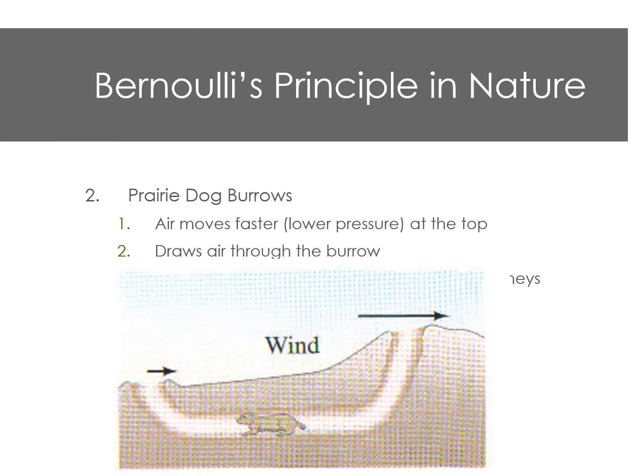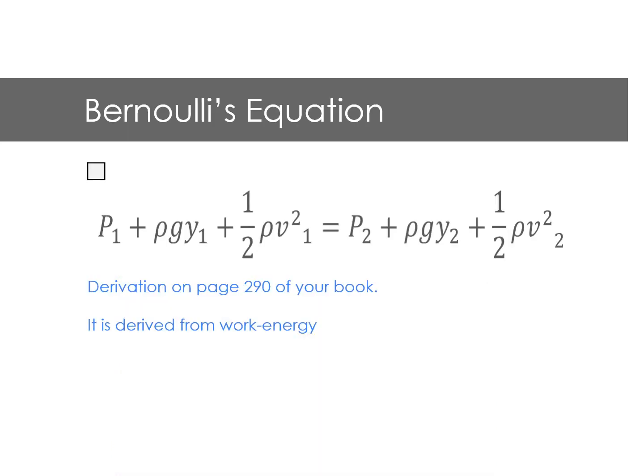Another example of Bernoulli's principle is prairie dog burrows. Think about it as air moves faster in lower pressure, so that's on the top of the land. It's important to know that these burrows draw air through them. They have pressure and they draw air through them.